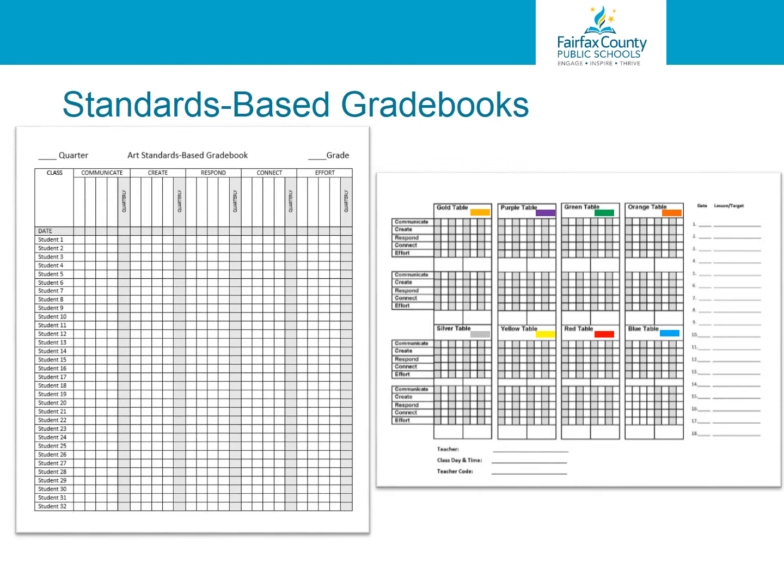As you can see in these two examples, headings represent the 4 strands in the ART POS: communicate, create, respond, and connect. There's space to note the indicator or learning target being scored on a particular date.